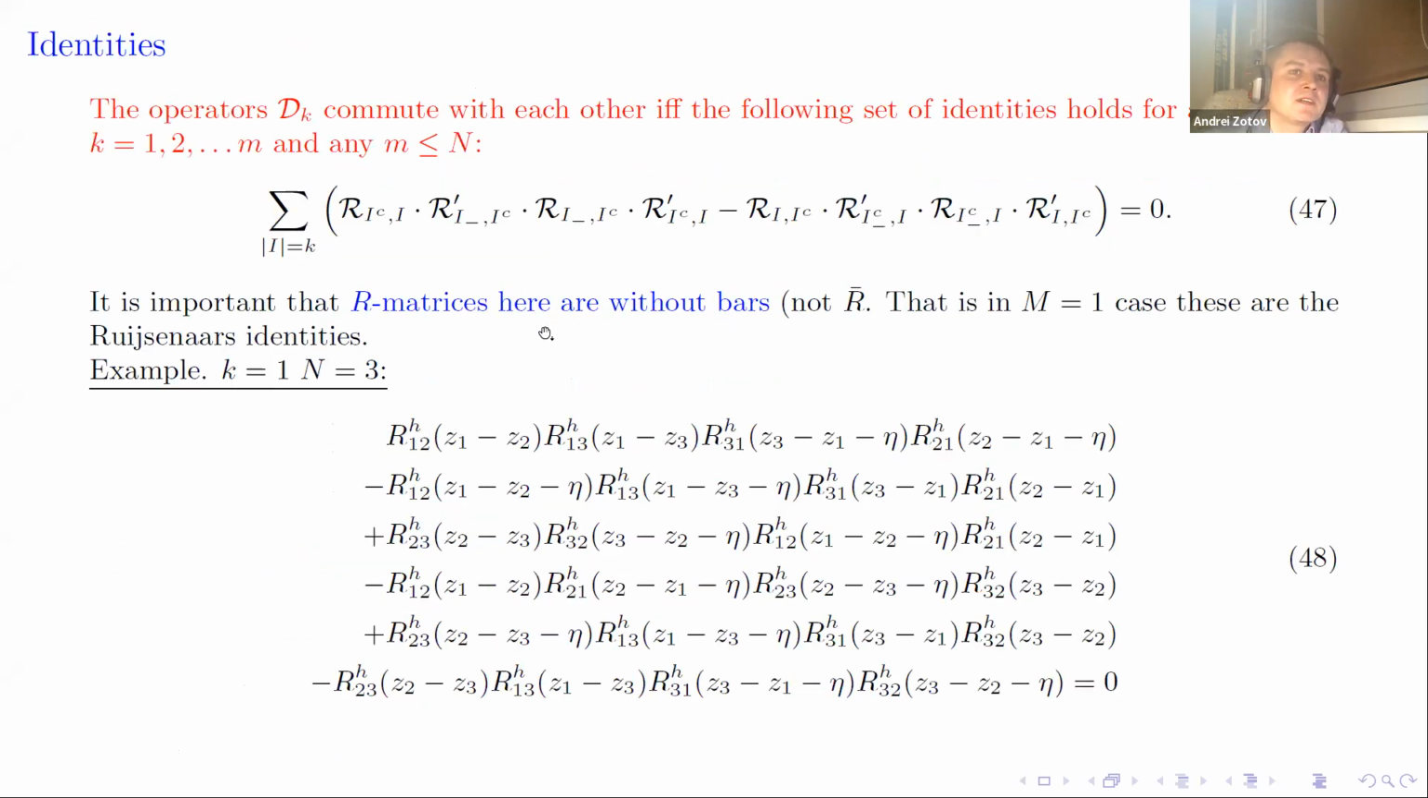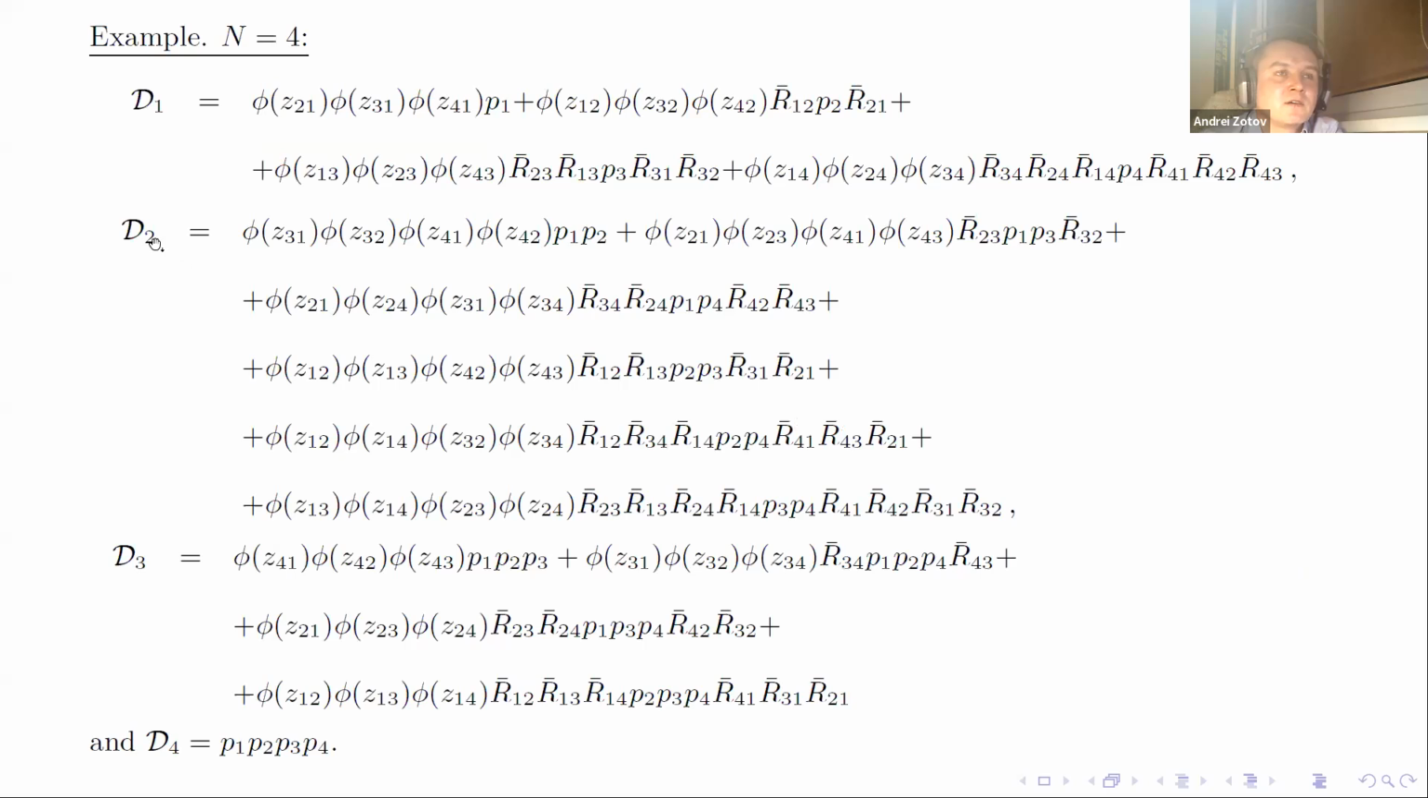Okay, the main statement at this step is the following. The spin operators commute with each other if and only if the following set of identities holds true. And it is important that in these identities, the R matrices are those without bars. So the operators themselves depend on R matrices with bars, but these phi functions cannot be included into these R matrices to transform to R matrices without bars.